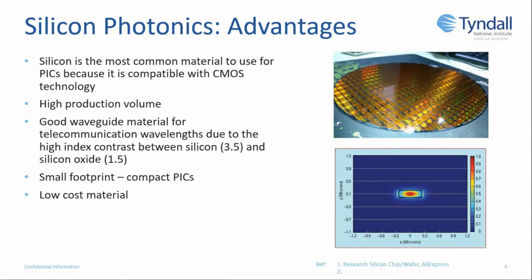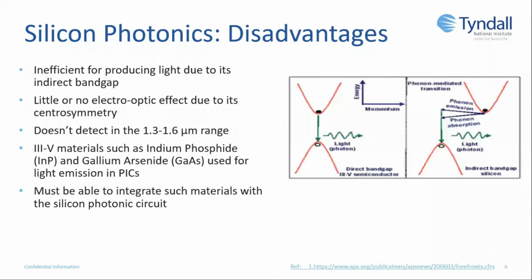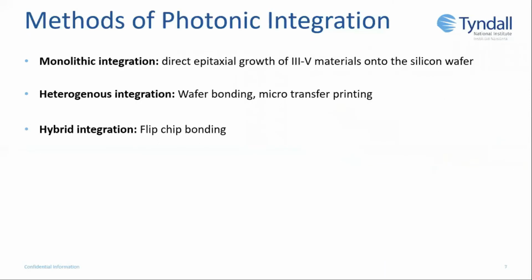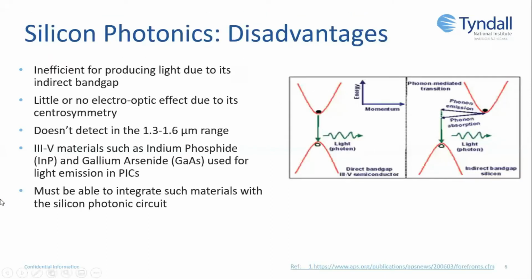So silicon sounds like the perfect material for a photonic integrated circuit, and ideally you would have every optical component on the circuit made out of silicon, but you actually can't. So there are disadvantages to silicon. It is very inefficient for producing light, and this is due to its indirect band gap.